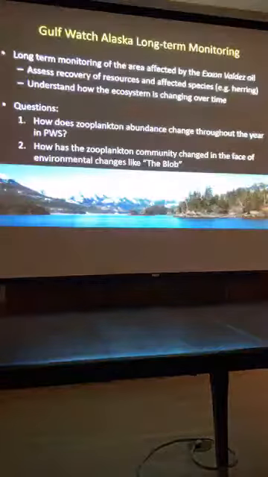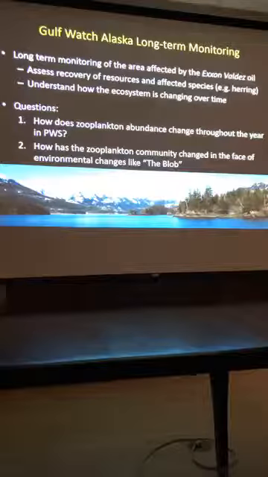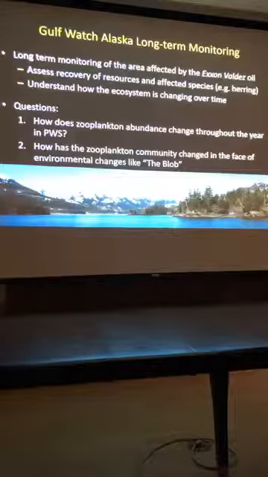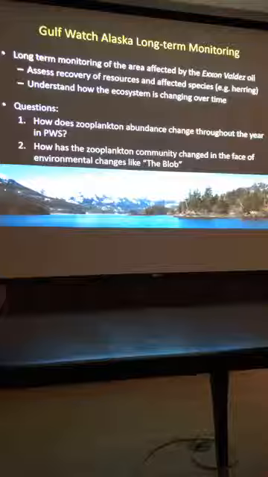Okay, so that's just, again, to give you some background information of what we're talking about today. Now I want to just quickly go over the programs that we're working with and why we're collecting these critters in the first place and what they're hopefully going to tell us.